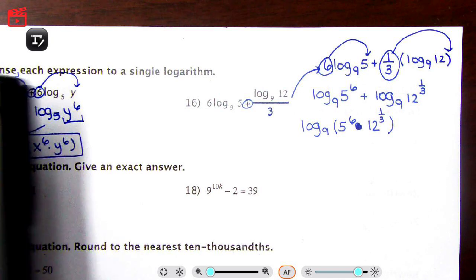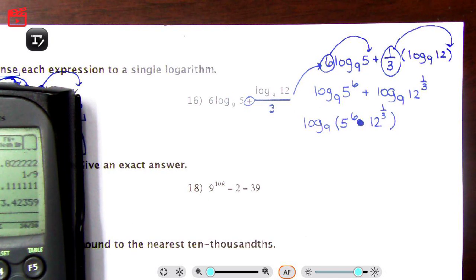This is where my calculator is going to come in handy. Although I can probably figure that out, I choose not to. And my calculator's not working properly, so I'm going to take a few moments here. I apologize.